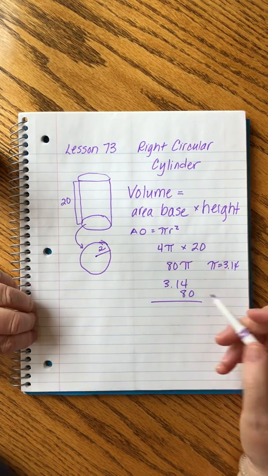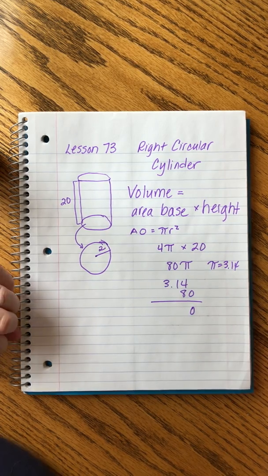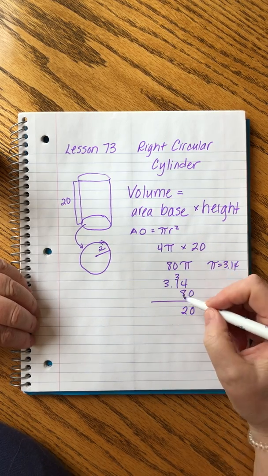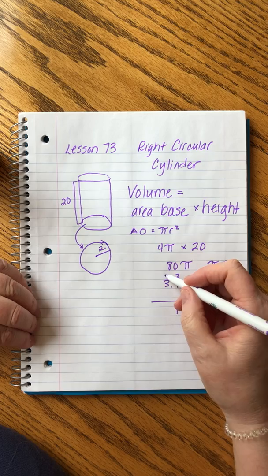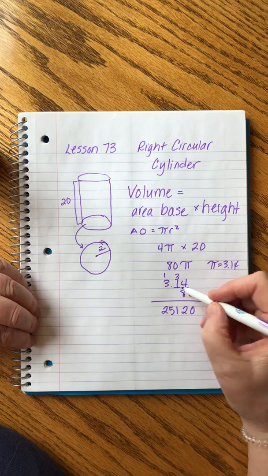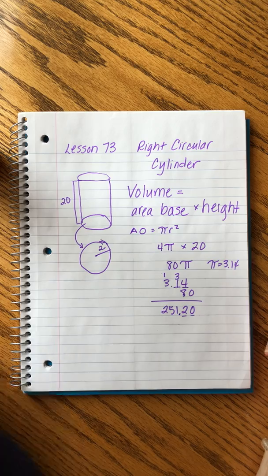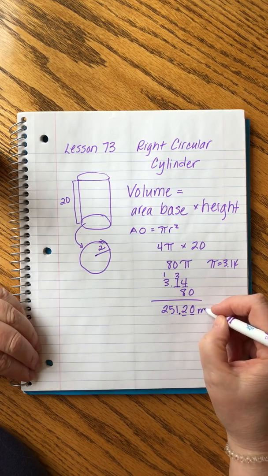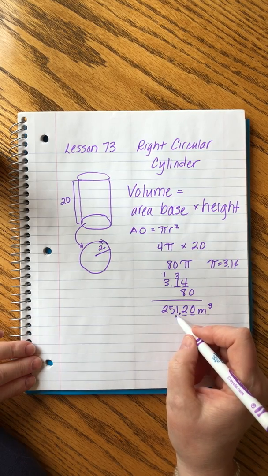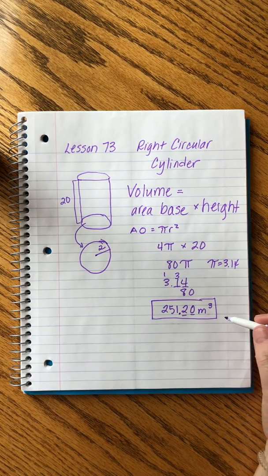Notice this is a little trick you can use. Let the 0 hang off. Just copy it down, and now you can do the rest of the problem without that 0 interfering. 8 times 4 is 32. 8 times 1 is 8, plus 3 is 11. 24, 25. And we need to put 2 places behind the decimal. And let's see, what are our units? They are meters. This is a really big cylinder. And it's volume, so it's three-dimensional. That is the size of our right circular cylinder.